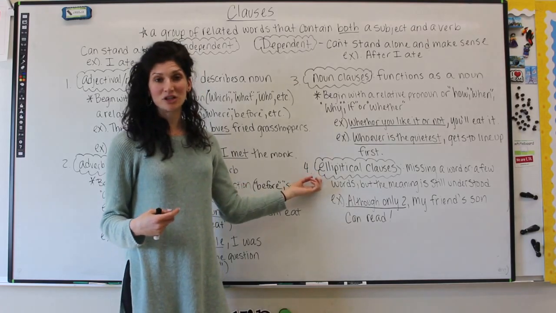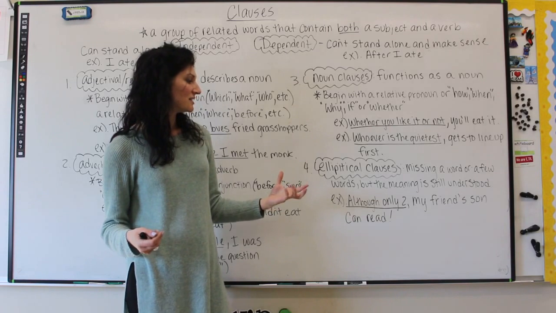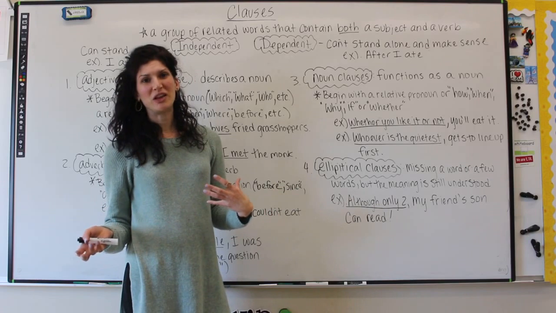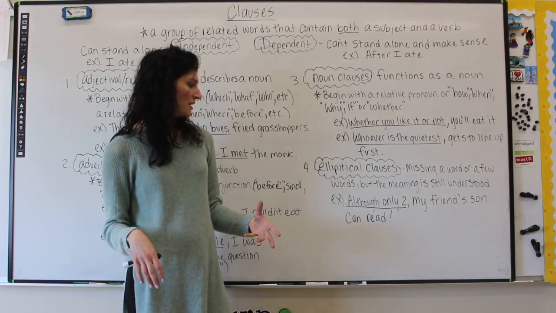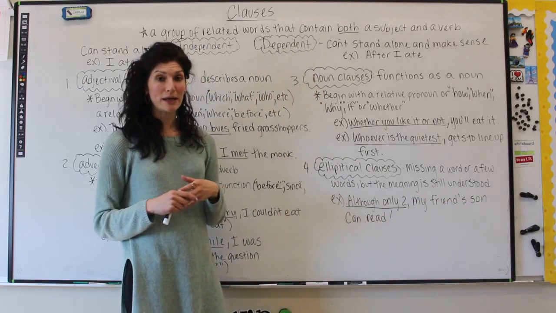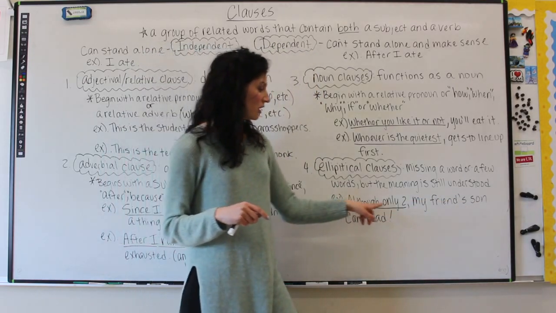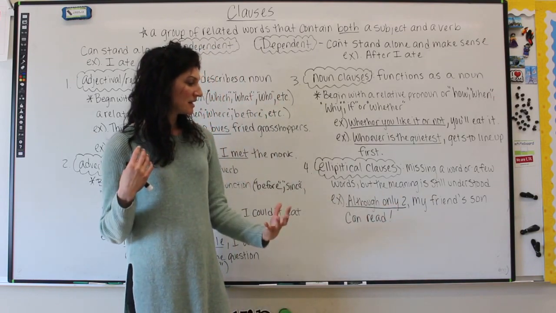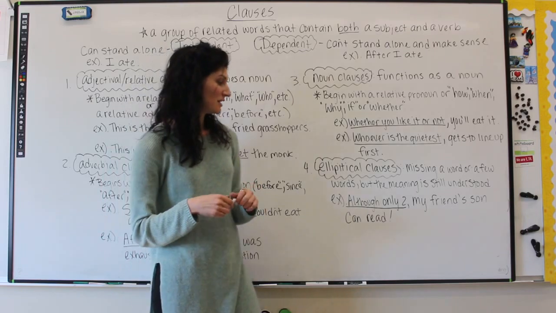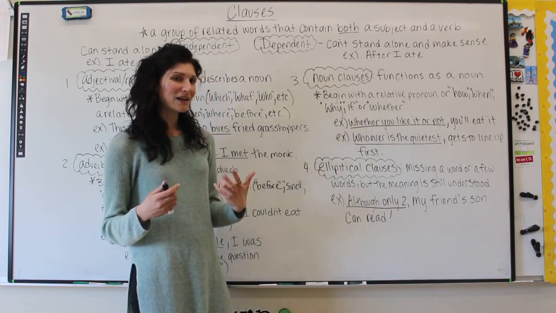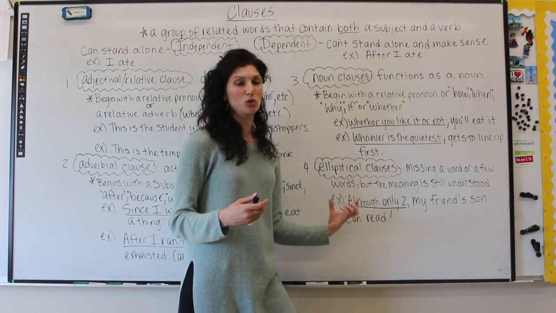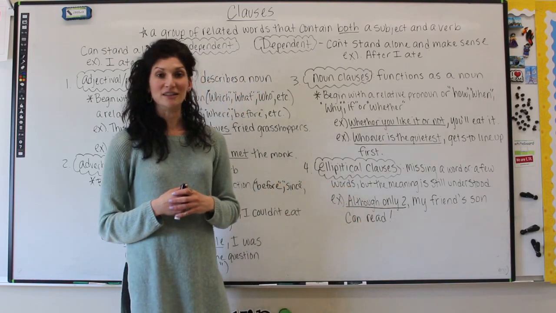The last type of clause we're going to talk about is fairly simple. It's called an elliptical clause, and it's basically a clause that's missing a word or a few words, but the meaning is still understood. So the example that I have here is, although only 2, my friend's son can read. Now, you'll notice that although only 2, well, we are missing a few words. We're missing the subject and the verb. We're actually missing the words he is. But you can still gather and understand the meaning of the clause without those 2 words. Therefore, it's considered to be an elliptical clause.